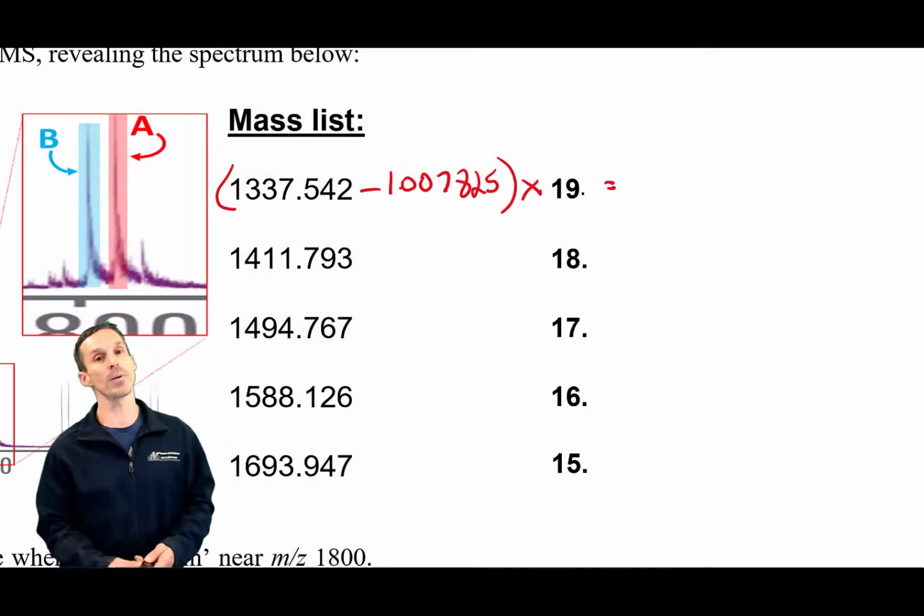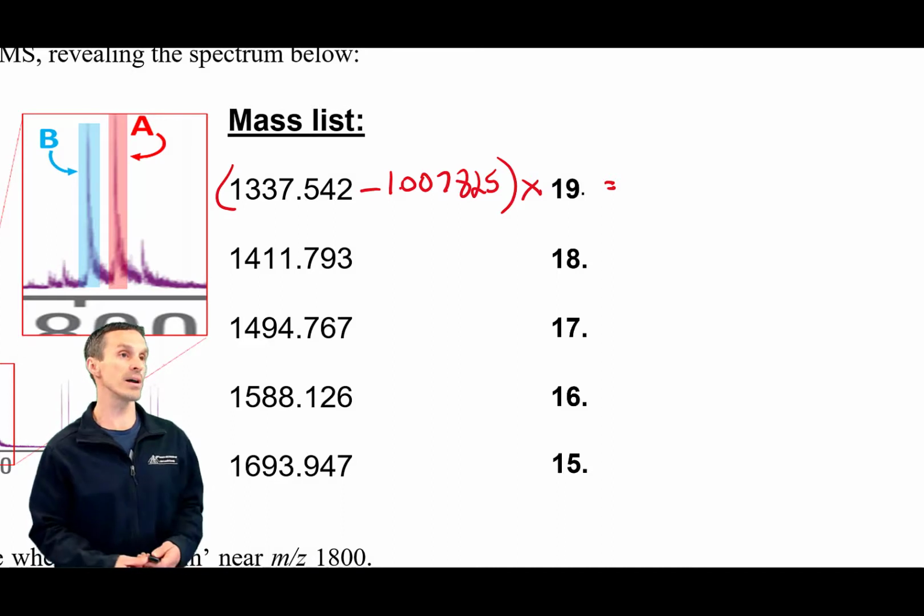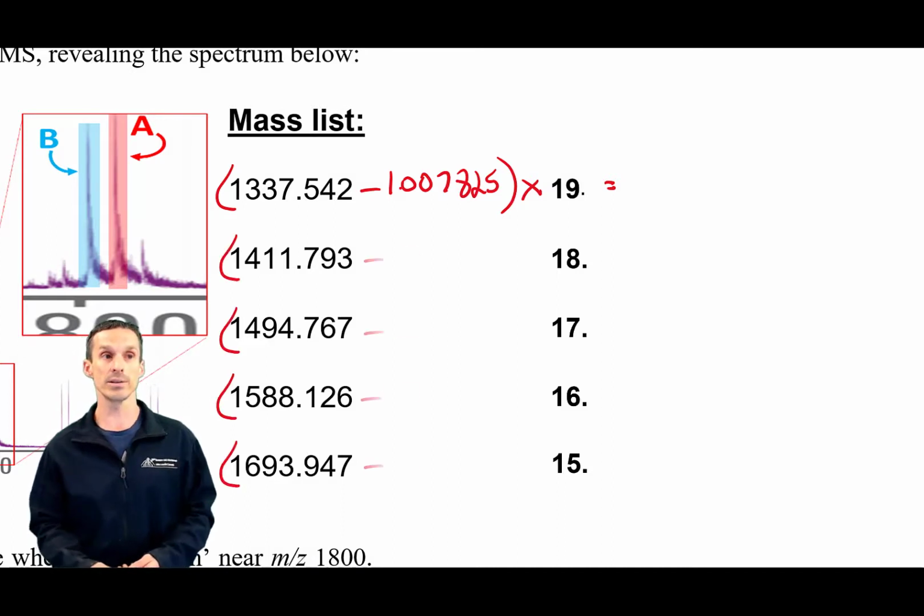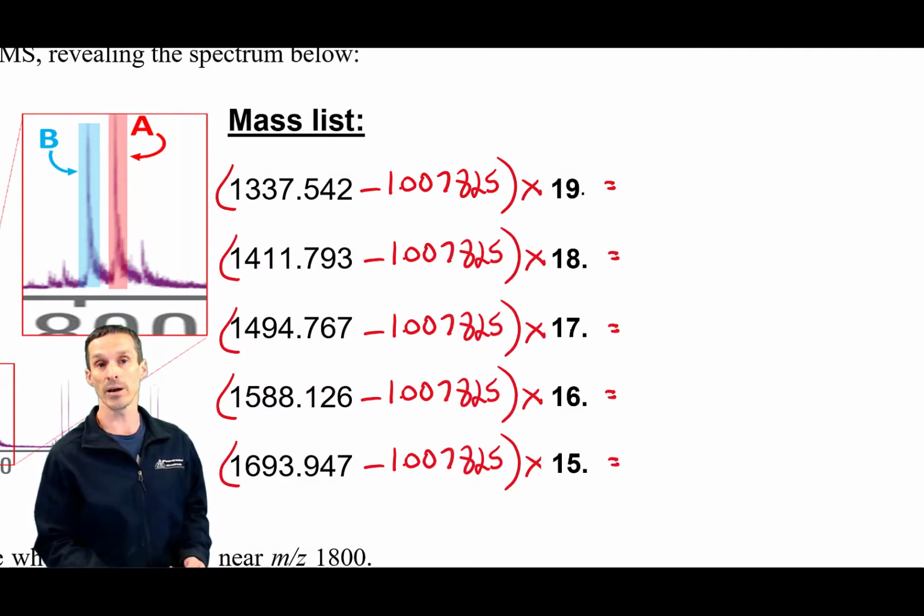So the last part of the problem, all I'm going to do is subtract the exact mass of hydrogen, multiply by 19, and I will get the mass of my compound.